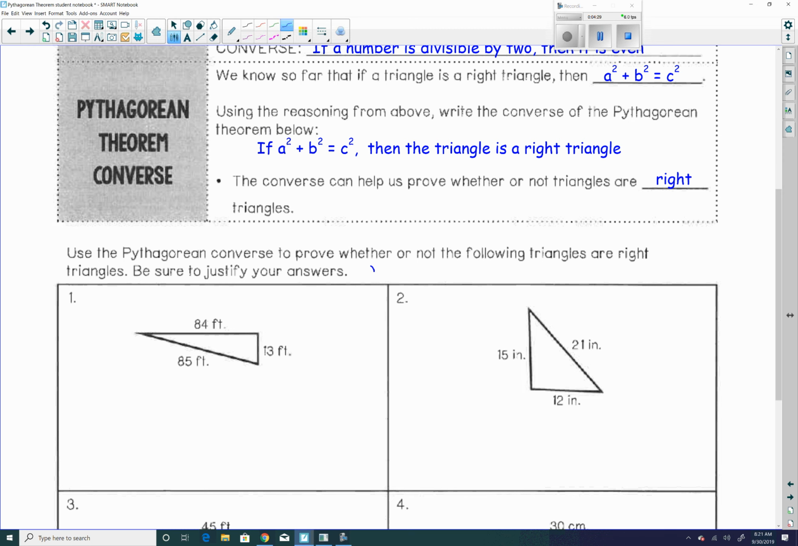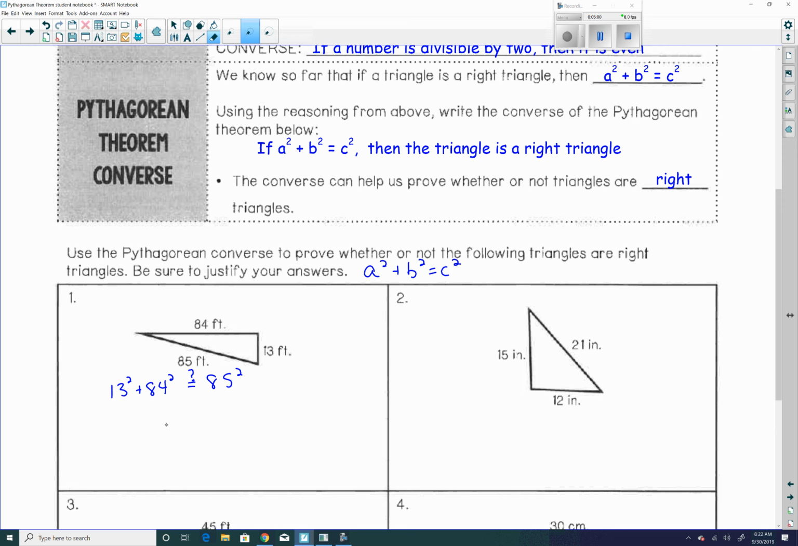I'm going to use my Pythagorean theorem. That's my a squared plus b squared equals c squared. I'm going to need my calculator for this one because I know we don't have 84 or 85 on our square root chart. So I'm going to set this up just to be 13 squared plus 84 squared. Does that equal 85 squared? So right now this is a question mark. We don't know if the two sides of the equation equal each other.